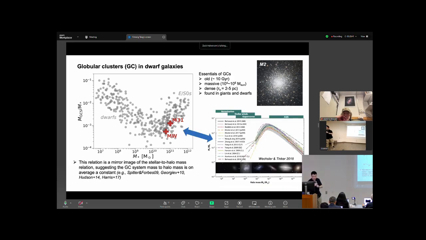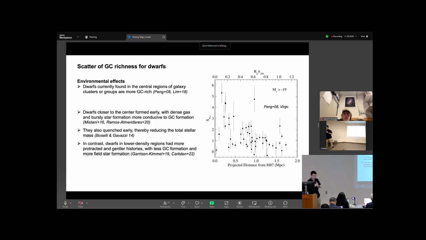We generally think this is just a mirror image of the stellar mass-halo mass relation. But I think the basic question here for the dwarf galaxies is why we have a big scatter in GC richness, i.e. the y-axis. We know partially it's because you have a diversity in halo, but is that the only reason? People have investigated that a lot.